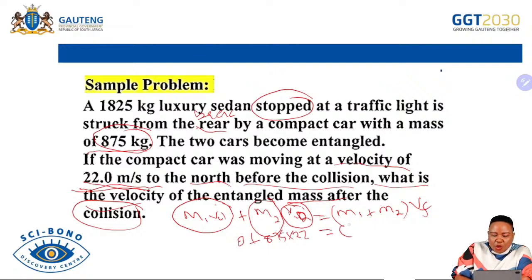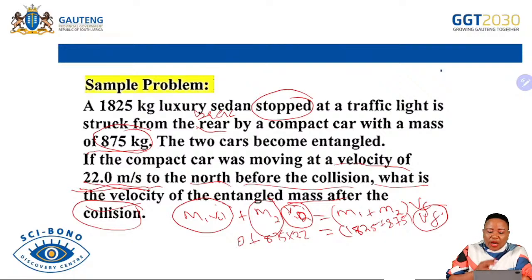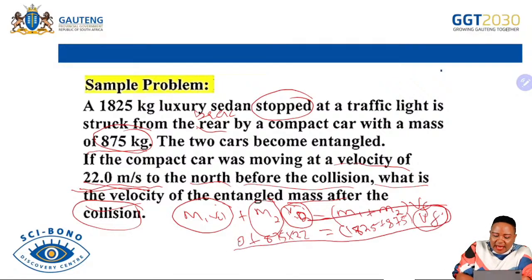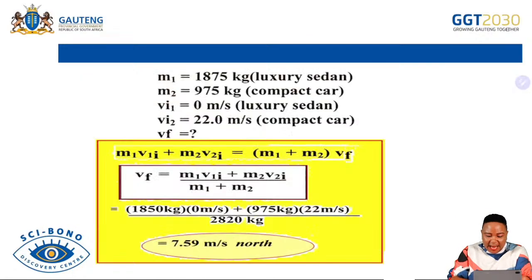which is going to be equal to 1825 plus 875 and then Vf. So you will find the final velocity of the two cars as they are moving together after the collision. Obviously this one is one of the examples where the collision was inelastic. So this is what is going to happen. As I was saying, we're going to find it. This one is the initial velocity before collision.